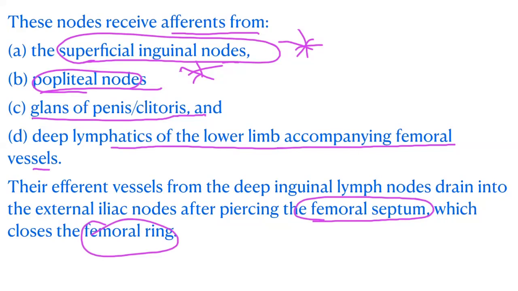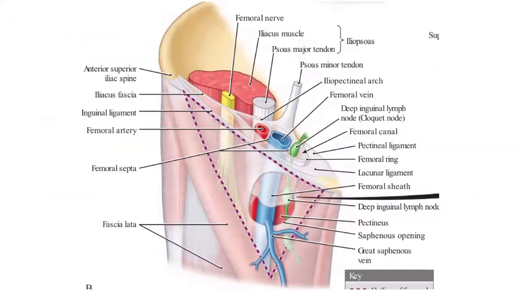So these deep inguinal lymph nodes drain into the external iliac nodes, right? By piercing the femoral septum and femoral ring. So you see, this is the deep inguinal lymph node of Cloquet, right? Femoral vein. Okay.